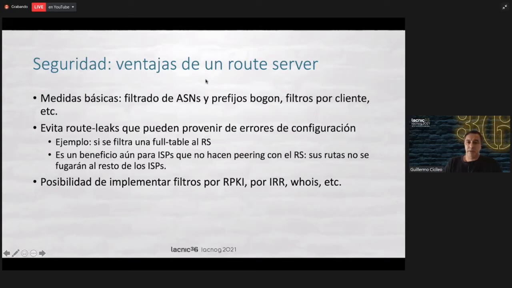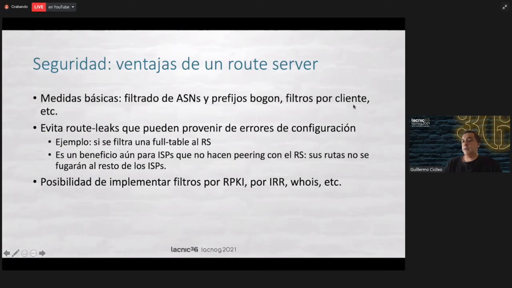What are the advantages of a route server in addition to scalability? Well, on one hand, it is simpler to do basic security measures, for example, ASN filtering or BOGON prefixes. The BOGON prefixes and autonomous systems are prefixes that should not appear in the internet. They haven't been assigned or they belong to ranges that should not be routed. So those are things that can be filtered and don't need to be announced. Autonomous systems of private ranges or documentation should not be announced.